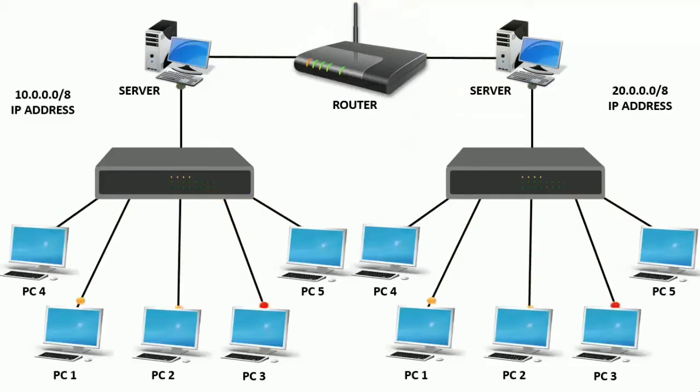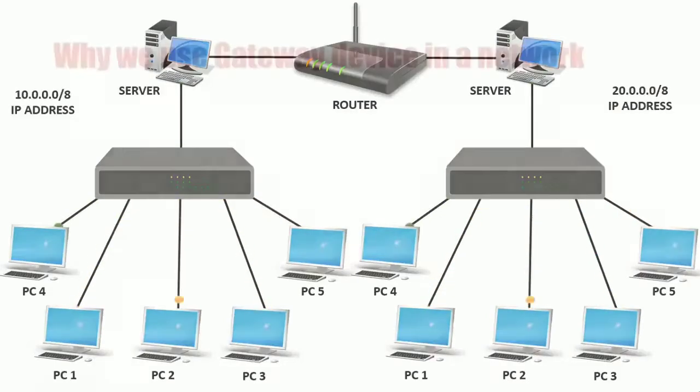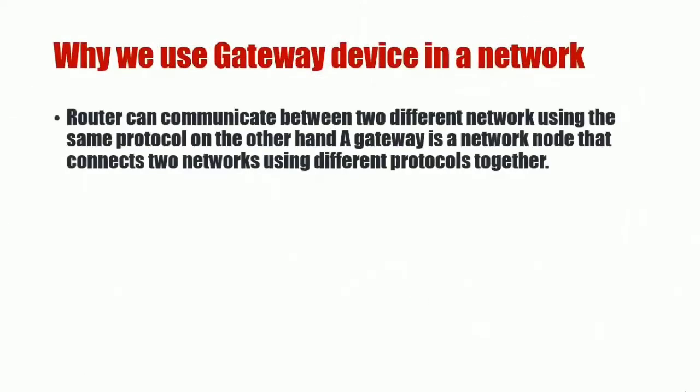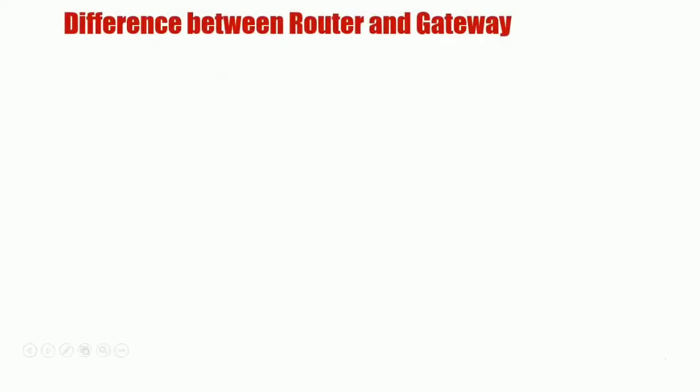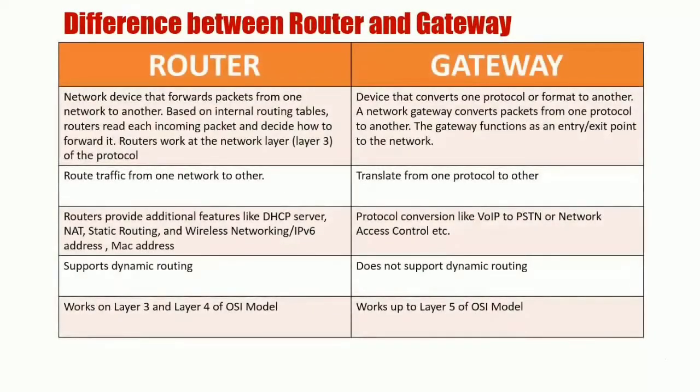Now here is the most complicated and confusing question. You might have searched the internet too. If a router can act as a gateway, then what is the use of a gateway device in a network? Let's take an example. Router can communicate between two different networks using the same protocol. On the other hand, gateway is used to communicate between two different networks using different protocols. For this reason, gateway is also called a protocol converter. Here are a few differences between router and gateway. You can go through this.